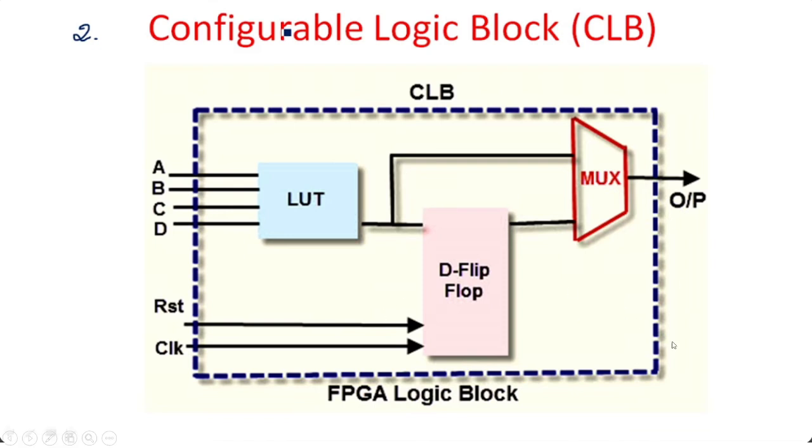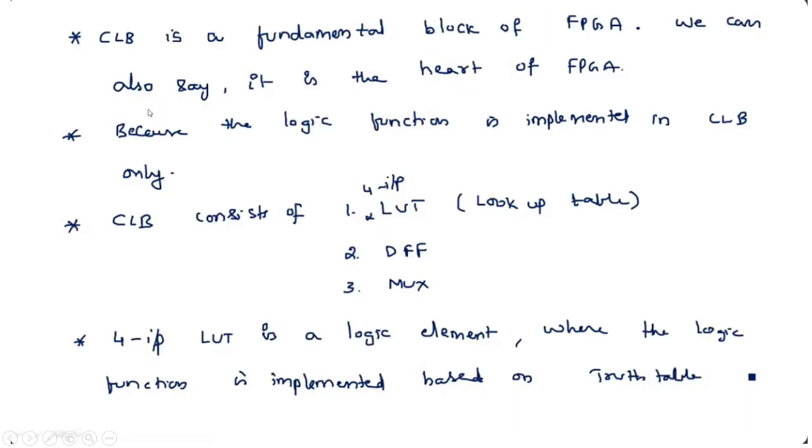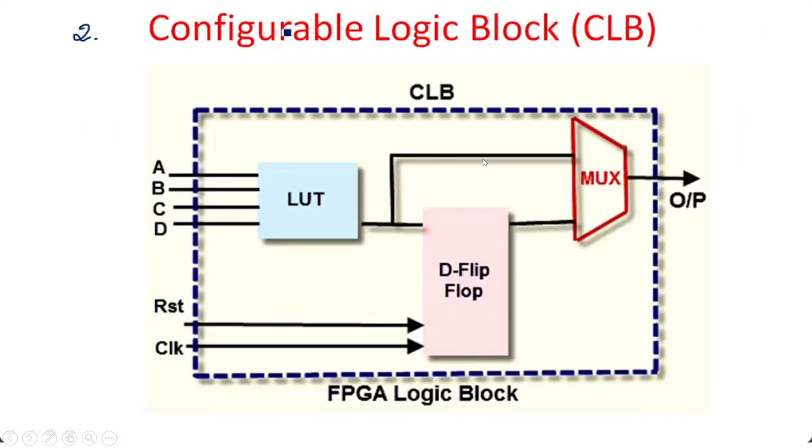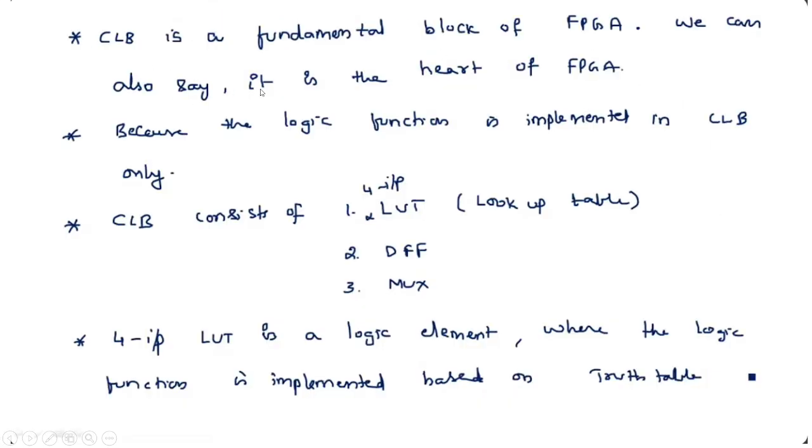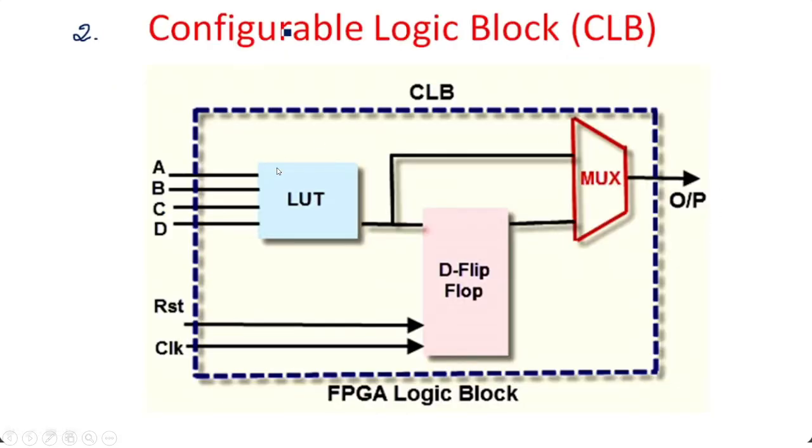Okay, so this is the basic configurable logic block. See here, CLB is a fundamental block of FPGA. This is the heart of FPGA, because the logic function is implemented in the CLB. So whatever the logic function is, logic function means in digital we see in each and every module, each and every combinational circuit or sequential circuit that we designed.